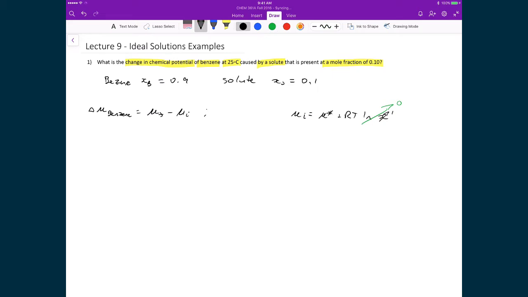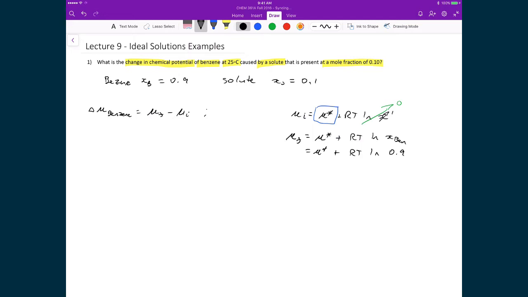That just means that in the initial case, I had a pure component, a pure benzene solution. So it's not really a surprise that the initial chemical potential is equal to the chemical potential of the pure substance, which in this case is just benzene. In the final case, this is now where we've added in this solute. If I write out the full equation, that's the chemical potential of the pure benzene plus RT times the natural logarithm of the mole fraction of benzene. In this case, the mole fraction of benzene has now dropped to 0.9. That is the final chemical potential of my benzene.